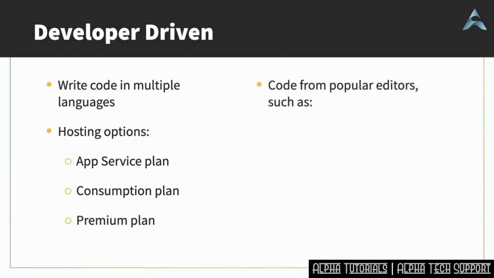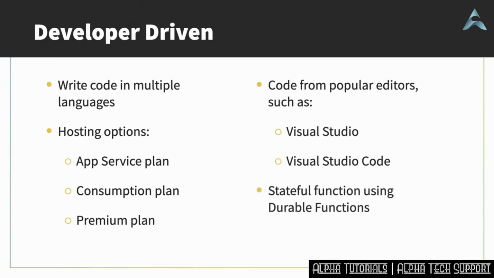And then, of course, you can code this directly from popular code editors like Visual Studio Code. And functions is what we call stateless, running stateless services. But of course, if you need a stateful function, you can also use that. But we need to go with Durable Functions. Durable Functions is just an extension that we run on top of functions.